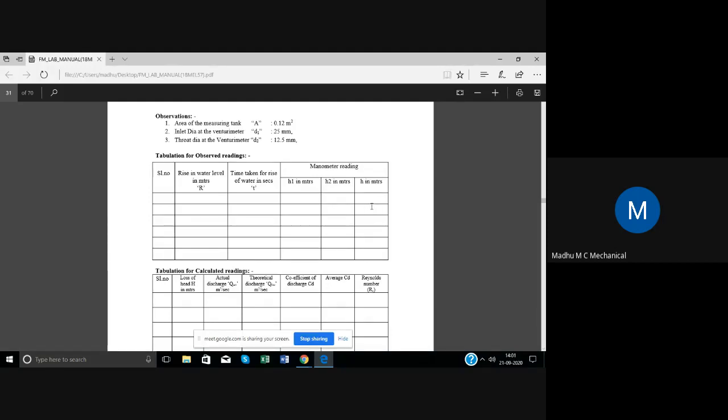Are you noting it down, the tabular column? So, how many trials are we going to take? Same 3 readings, same again, because you need to plot the graph, right? Yes. So the tabular column is done. Take your time, no problem.